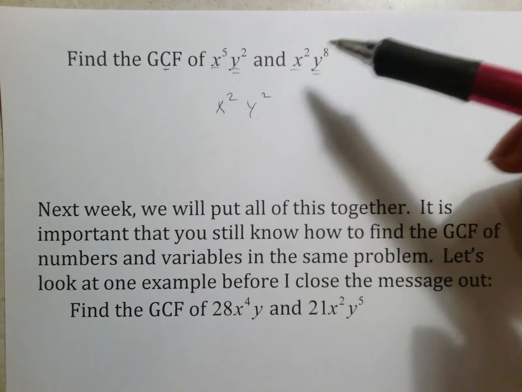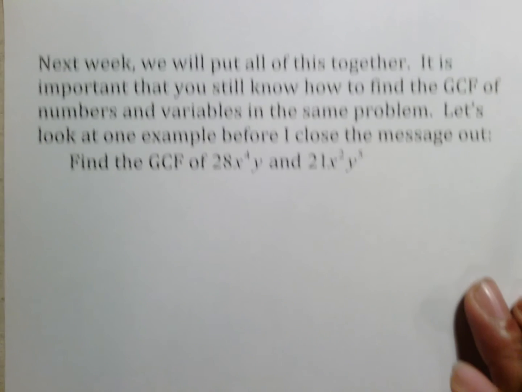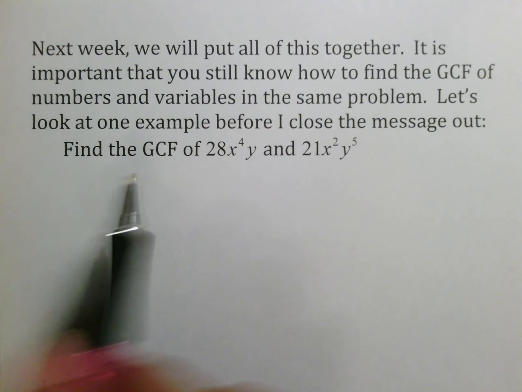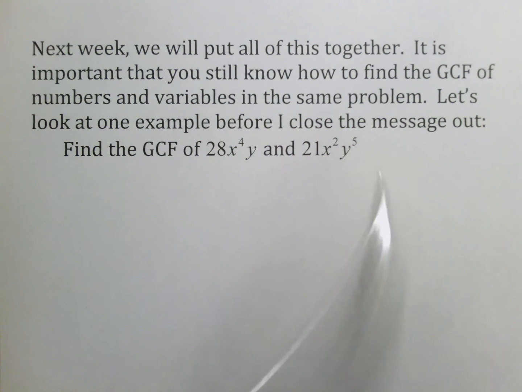Even though it gets more and more complex, you simply break it down from number to variable, kind of like what we did last unit with our multiplication and division. We worked the sign out by itself, the number out by itself, and then the variables out by themselves. And next week what we're going to do is put it all together. We're not going to do it right now. We'll do one quick example. But it is important that you still know how to find the GCF of numbers and variables in the same problem. So one quick example before I close this message out is to find the GCF of 28x to the 4th y and 21x squared y to the 5th.